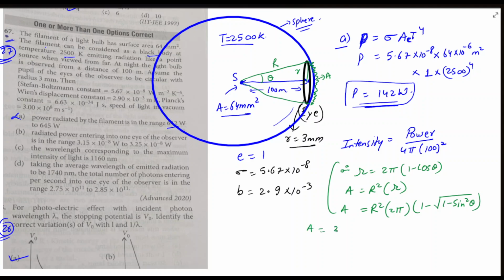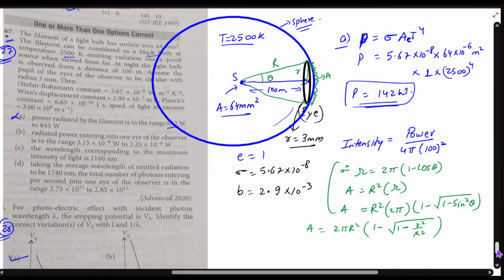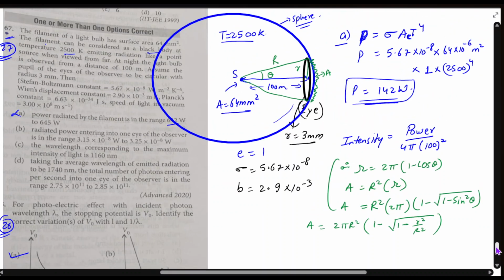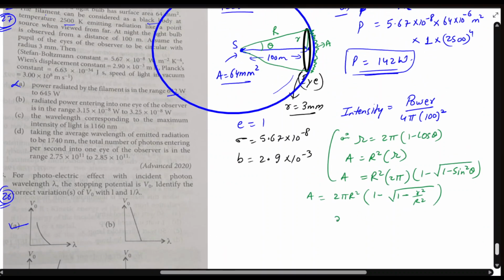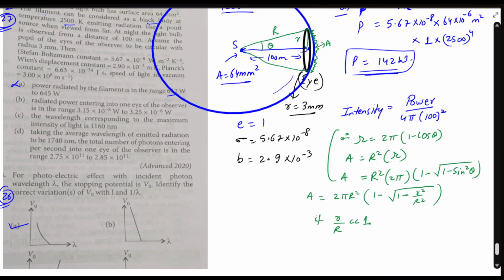So area will be 2 pi r square, this will be 1 minus root 1 minus sine square theta. So it will be small r square by capital R square. Now we are going to use a binomial approximation here. So how will it work? If small r by capital R is much less than 1, is it? This r is 3 millimeter and this capital R is 100 meter. So yes, this is true.